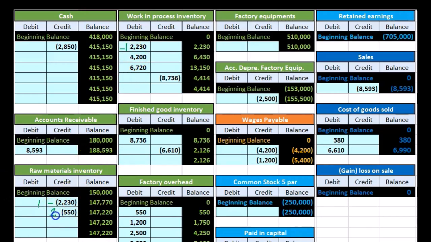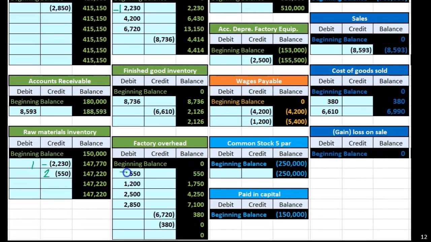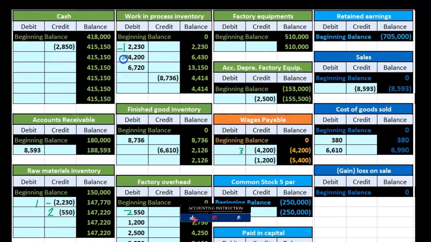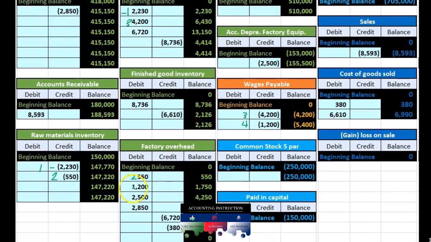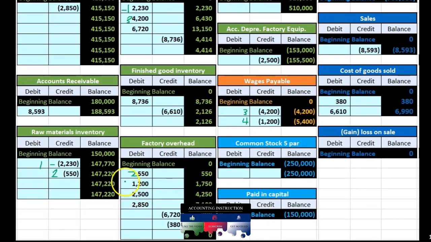Next thing that happened is a two, raw materials went down here, and that went to factory overhead. And that's happened because this is indirect labor or indirect materials that went to factory overhead. And so you can tie those things out. Three, what happened is this account here, wages payable, is going to work in process because we applied that out to work in process. And then four, what happened? This wages payable is going to factory overhead, four, because that is going to be indirect labor.